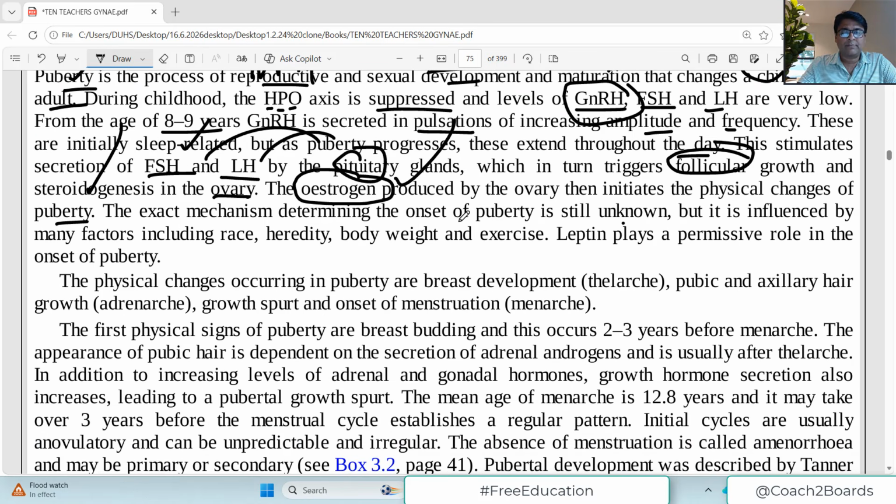The exact mechanism determining the onset of puberty is still unknown. This is a very important point. Actually, many of the things in medicine and physiology we have explained, but there are still many things which we actually don't know. But it is influenced by many factors such as race, heredity, body weight, exercise, insulin resistance, a lot of different dietary patterns. There are so many things which lead to either early puberty, late puberty, things like that.